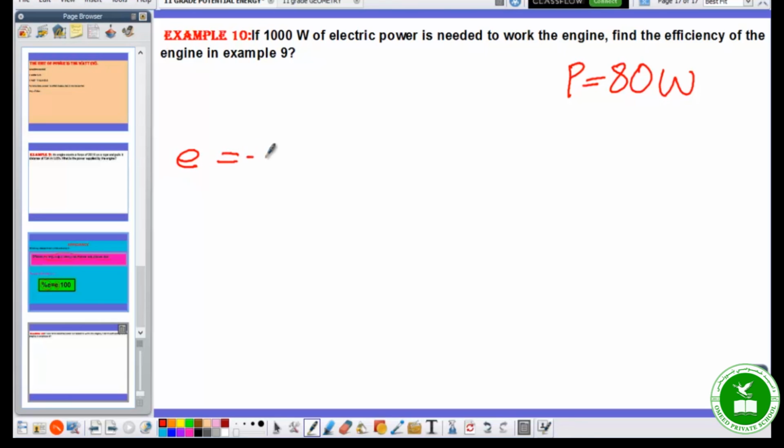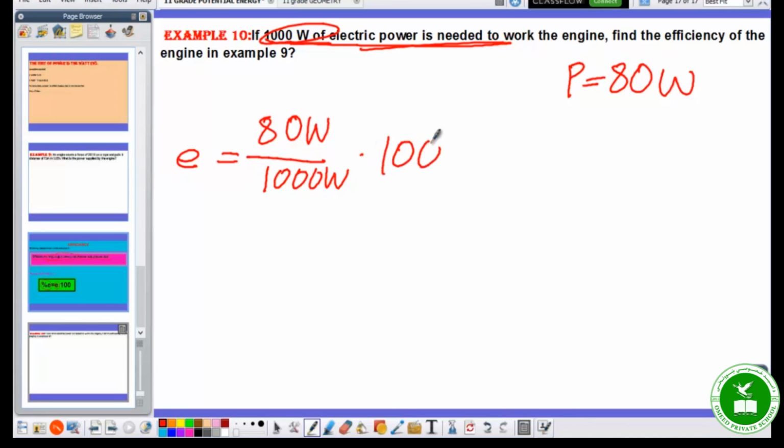Efficiency of the engine is equal to output divided by input. You see, this much power is needed. We have to give this much power, so this is input power. Input is always in the denominator. It is 1000 watt, and output is 80 watt, right? Times 100. And finally it becomes equal to 8%.